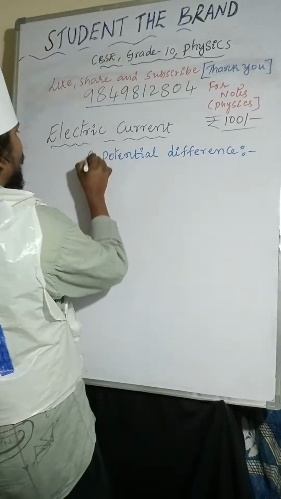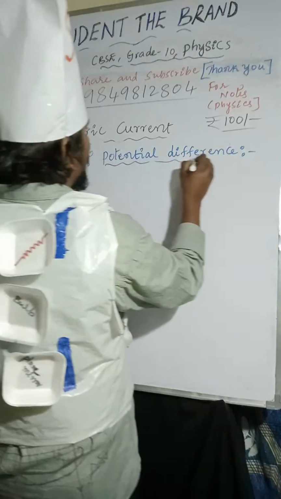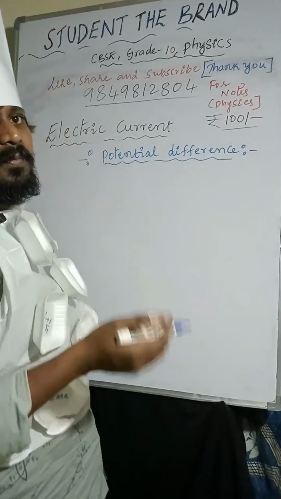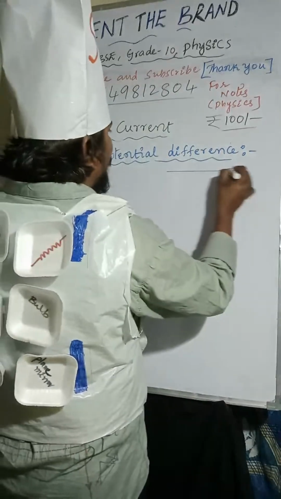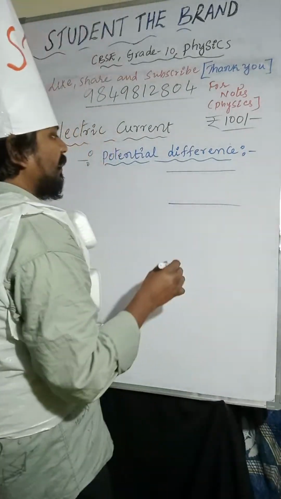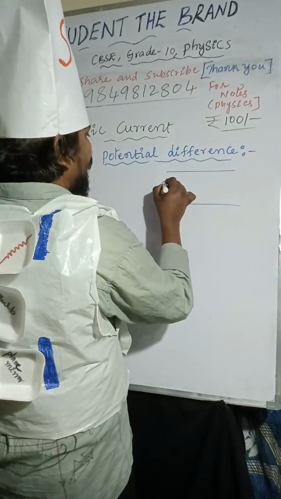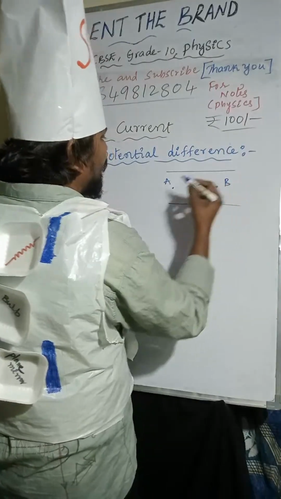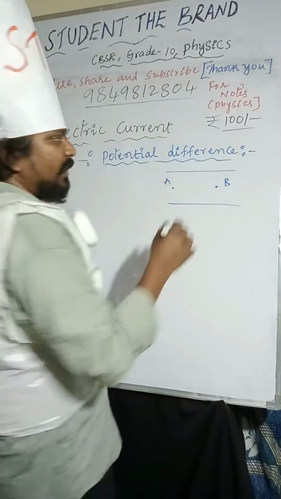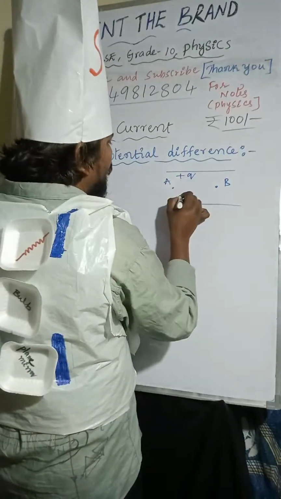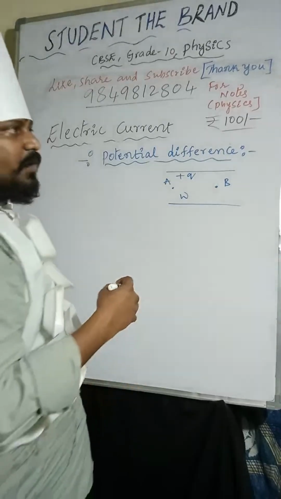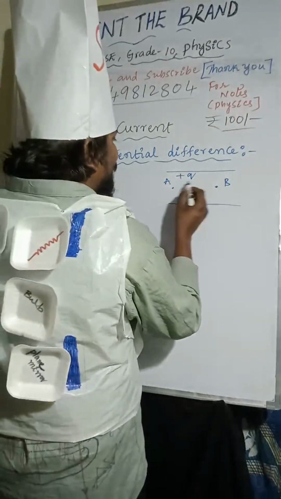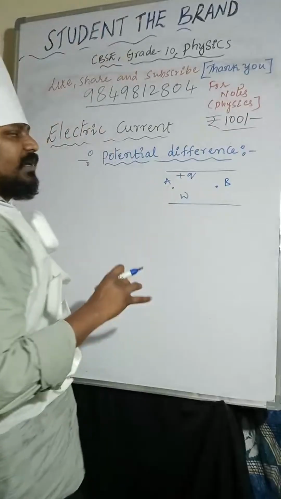Okay, so here you can observe potential difference. So what is potential difference? Potential difference is nothing but, here I am taking the conductor. This is point A and this is point B. We are taking the positive charge and doing some work to bring unit positive charge from one point to another point within the conductor.